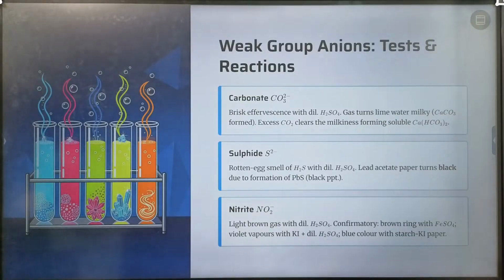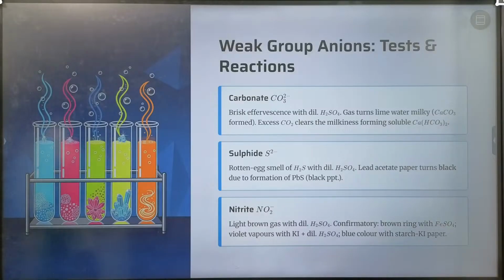Say, for example, if it is the weak group of anions, there are three anions present in that group: carbonate, sulfide, and nitrite. You can do the analysis and simultaneously go for the confirmatory test also. If you take the given salt in a test tube and add sulfuric acid, you will get a colorless gas evolved from the salt. Then it shows the presence of carbonate.